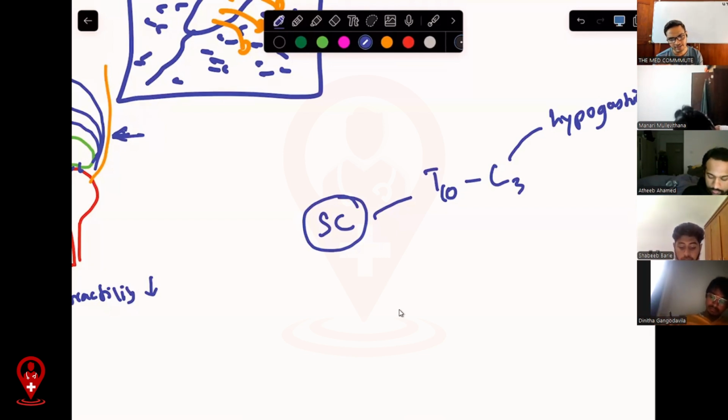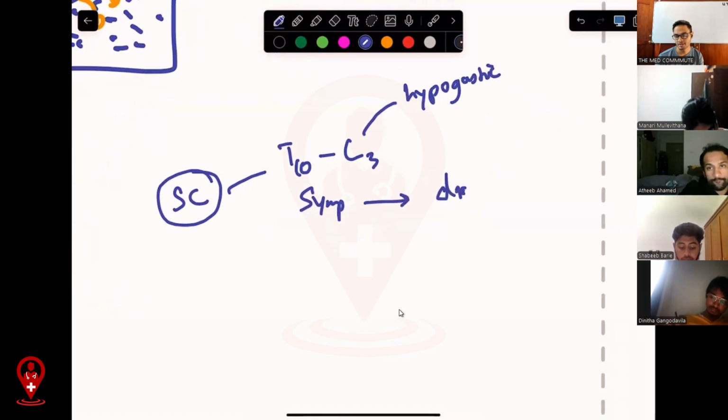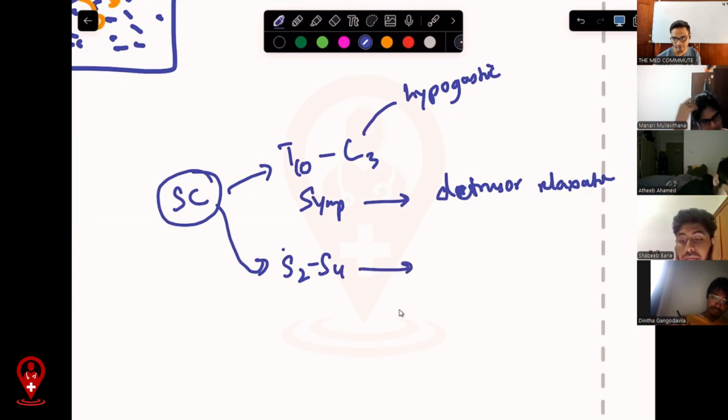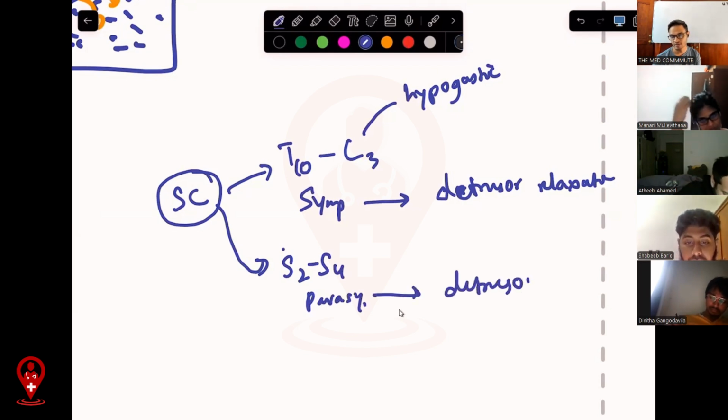Now, what does the sympathetic supply to the bladder do? It helps in detrusor muscle relaxation. Then, from the spinal cord again, from the sacral region, around S2 to S4, we get the parasympathetic supply coming in. What is its function? Detrusor muscle contraction. Now tell me this.